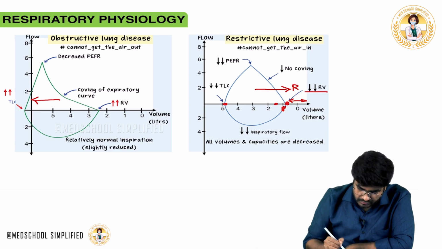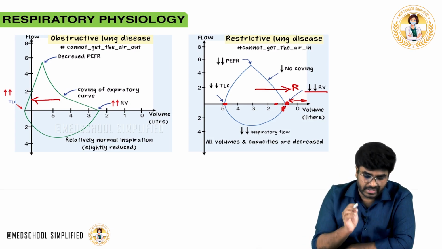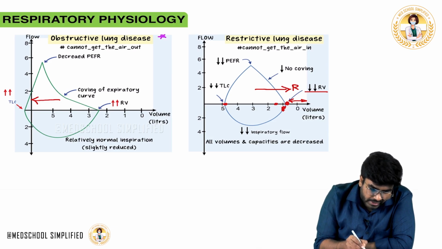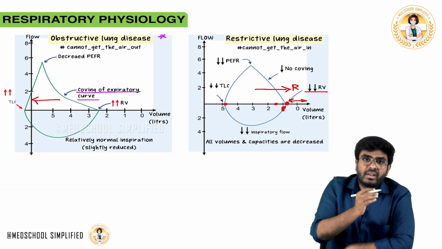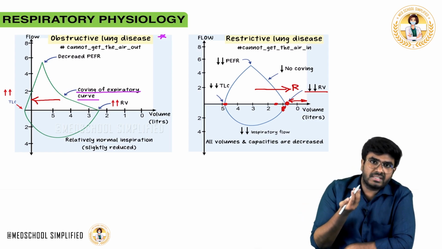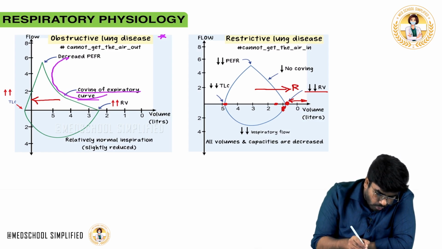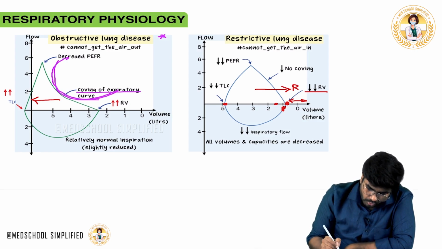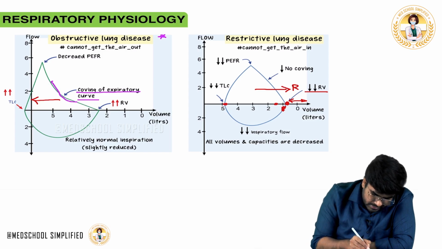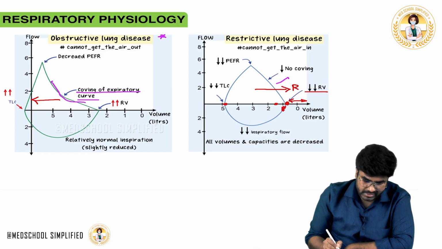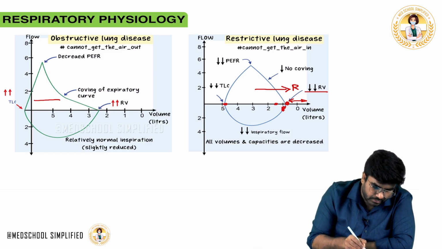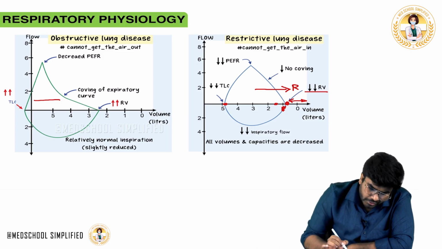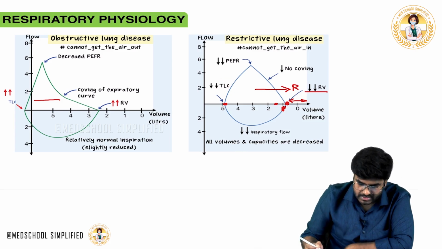One more important characteristic feature which you can identify just by looking at it is that in obstructive lung diseases, OLDs, there is coving of the expiratory curve, just like a cove. Whenever you take a small scoop from ice cream, like that, this bending is seen. So coving is seen in obstructive lung diseases. There is no such coving in restrictive lung diseases. In restrictive lung diseases, all the volumes and capacities decrease. So residual volume decreases, total lung capacity decreases.